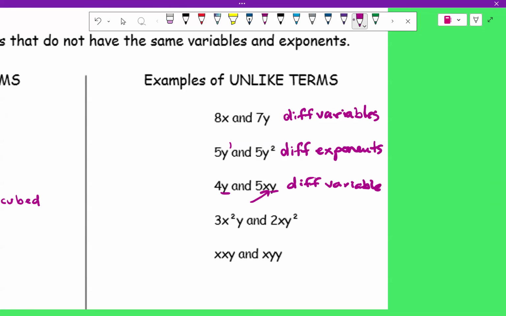What do you think the problem is with 3x squared y and 2xy squared? I see x's, y's, and squared. Did you think about that? The squared is on a different variable. So the exponent is on different variables. Has to be on the same variable if they're going to be like terms. And then finally down here, remember xx was x squared. And this one we have 1x and 2 y's. So again, same issue. The exponent is on different variables.